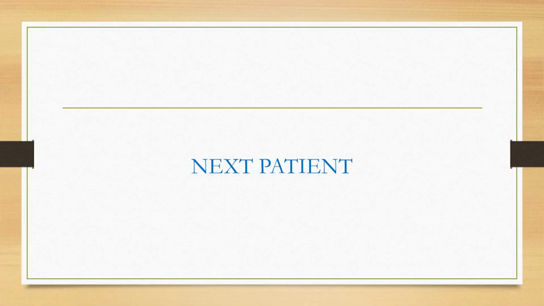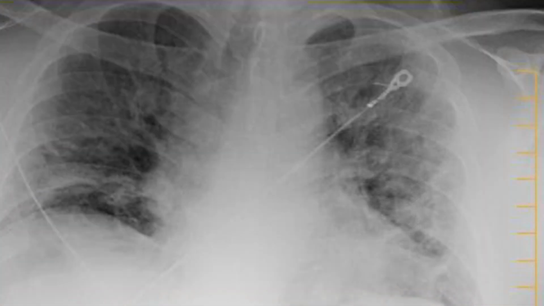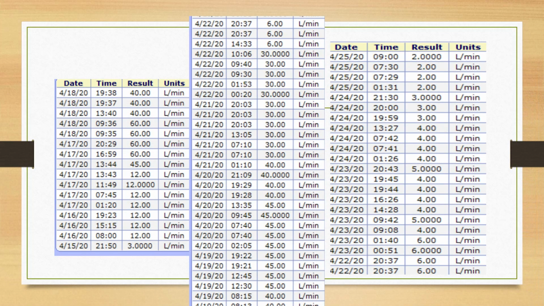So the next patient, you can see the chest x-ray. This is a normal chest x-ray. It looks nice and black on both sides. And here the COVID-19 chest x-ray, you can see the white opacities on both sides. And again, here the oxygen requirements of the patient. This is a screenshot from the medical record. And you can see on April 15th, he was on 3 liters. And then we had to go up again to almost 60 liters.